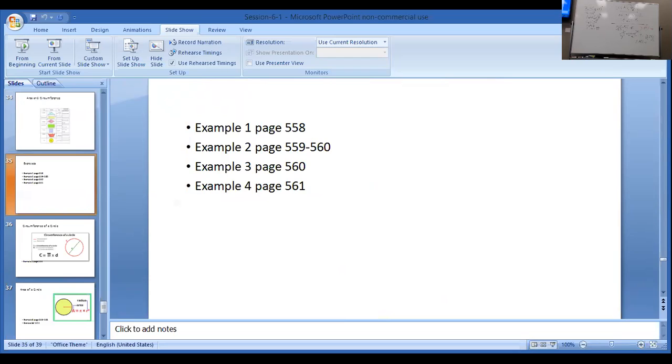Let's look at example number 3. It asks us to find the area of a parallelogram in figure 10.40. We have the base, which is 8 centimeters, and the height, which is 4 centimeters. The equation for the area of a parallelogram is base times height. So 8 times 4 is 32 square centimeters.